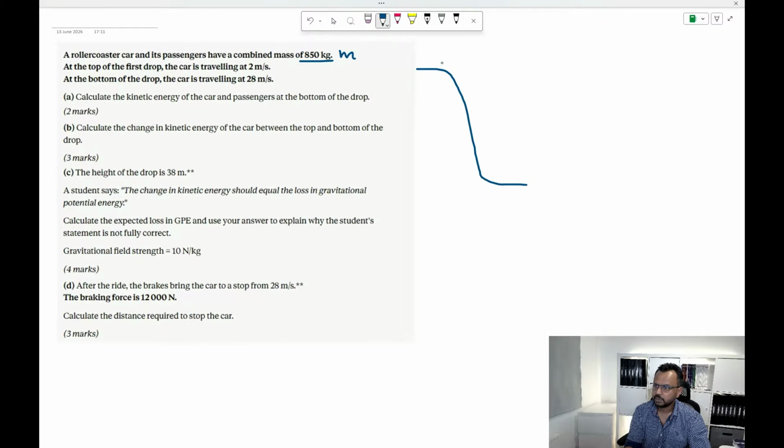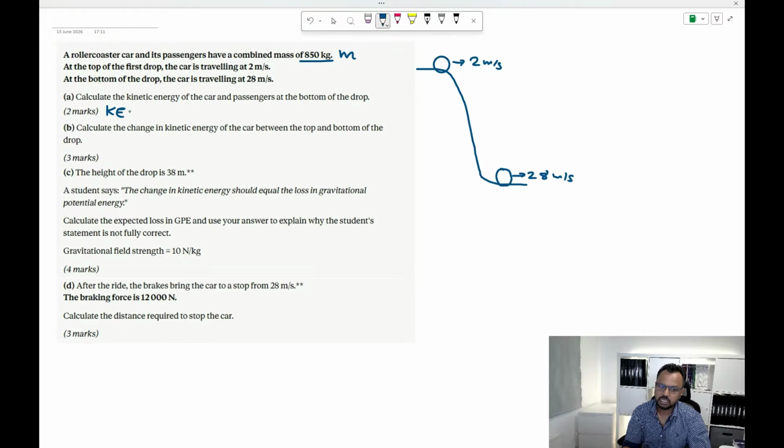Let's say at the top here, this is traveling at 2 meters per second. Then at the bottom of the drop, the car is traveling at 28. So it goes here and is now going at 28 meters per second. Makes sense. Calculate the kinetic energy of the car and passengers at the bottom of the drop.